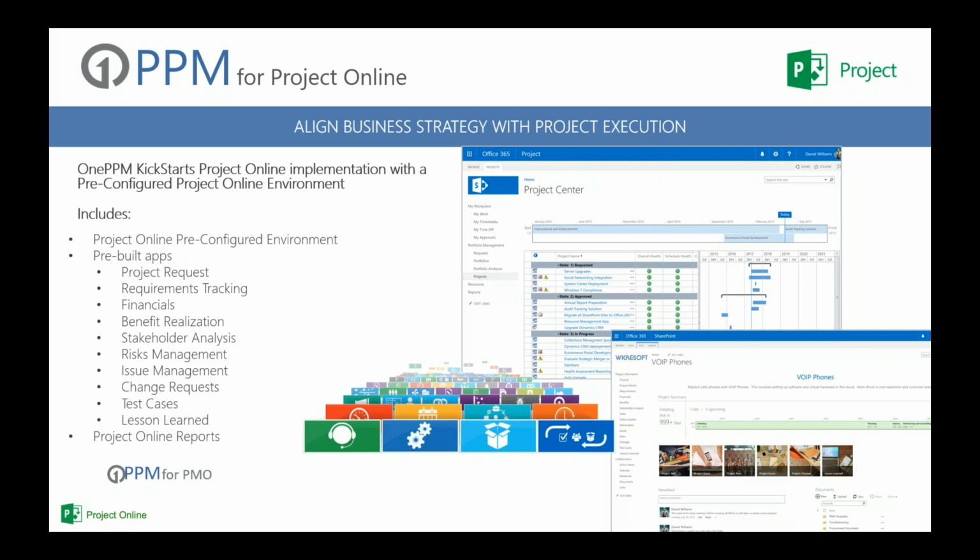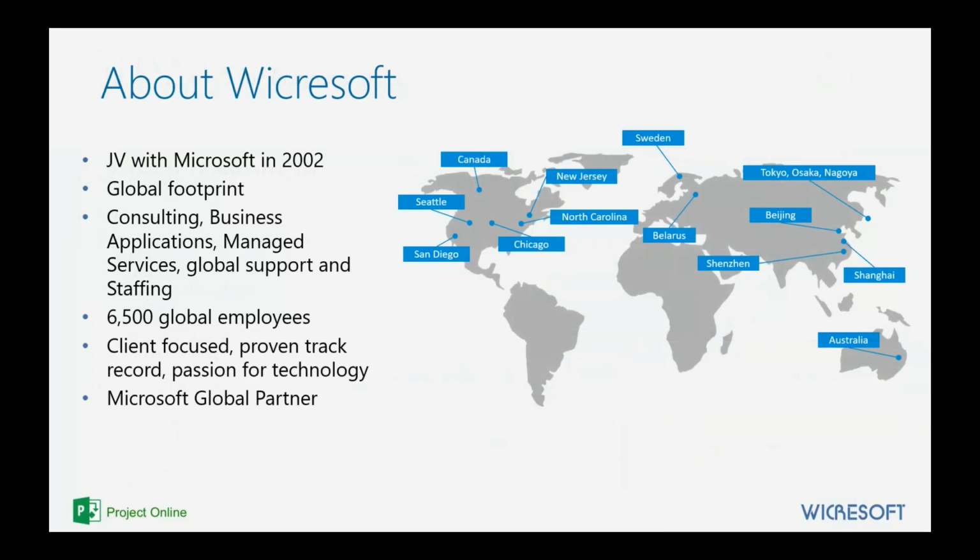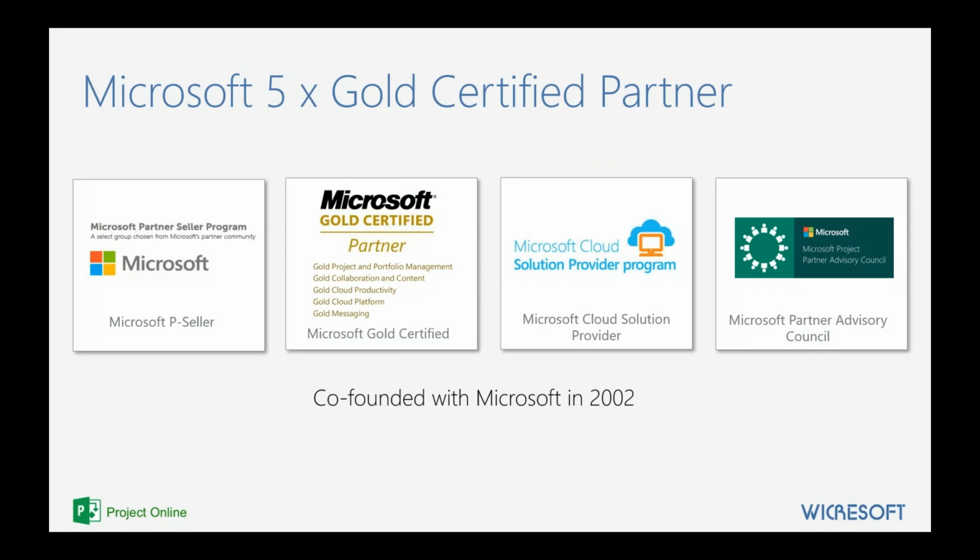And then on top of that, we can build some of those Kickstart or select customization services depending on your needs. So we're here to help. Microsoft, with this seemingly strange name, a lot like Microsoft, was a joint venture started by Microsoft in 2002. We have a global footprint with about 6,500 global employees, but a key focus within our North American practice on project and portfolio management. We're a gold certified partner of Microsoft's.